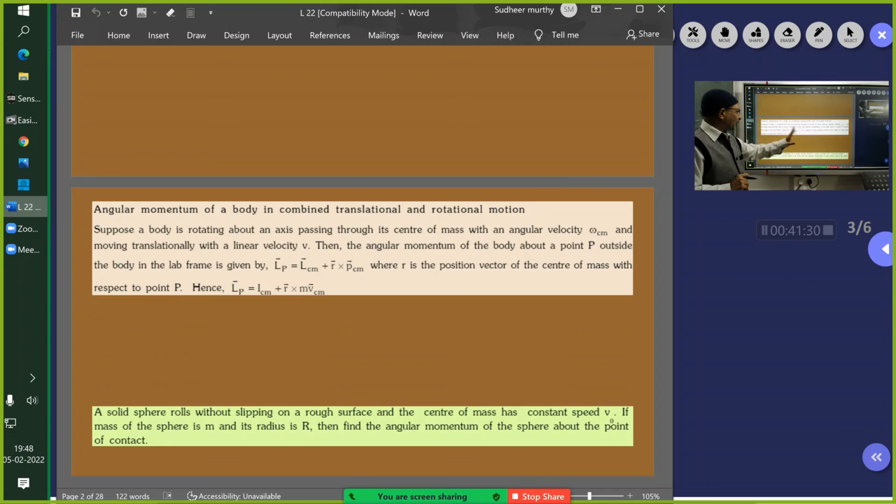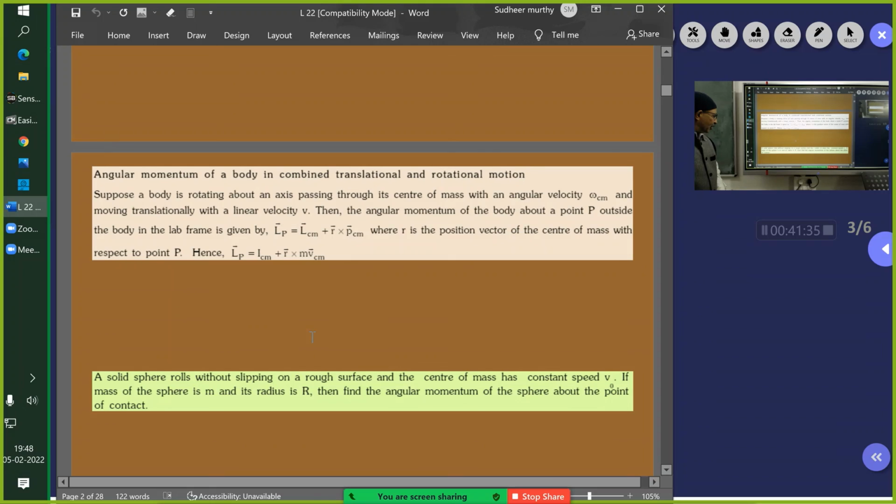Where r is a position vector. I hope you understood this. Right, so for a change, let's quickly solve this problem.